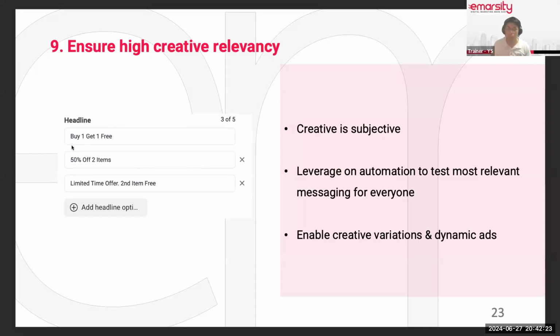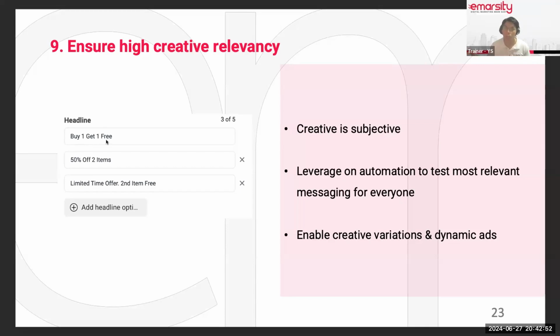Because when we use social media, when we use YouTube, Facebook or Instagram, platforms know what kind of messaging we interact with, what kind of content we get engaged with. Through those data points, the platform will know, okay, this person likes buy one get one free more, or maybe someone else likes this one more. So the platform will show him or her this version, but show me that version.